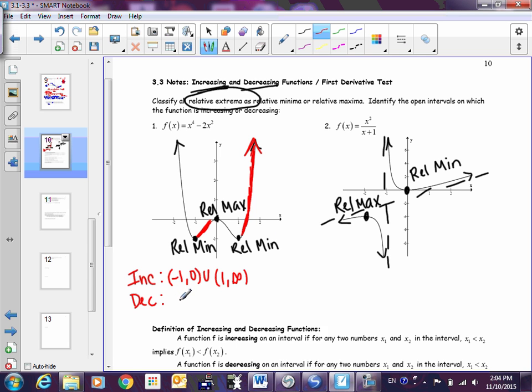What about decreasing? What would those intervals be? Negative infinity to -1. And then from this max to this min, 0 to 1. So the interval is just the x value. Go ahead and try 2 on your own.